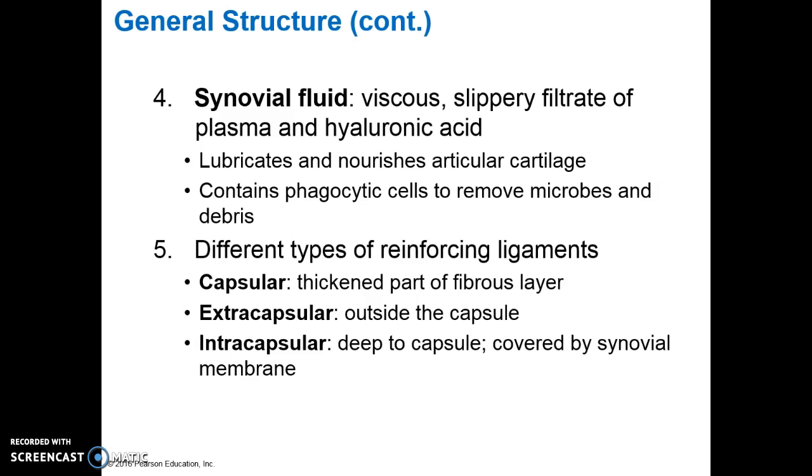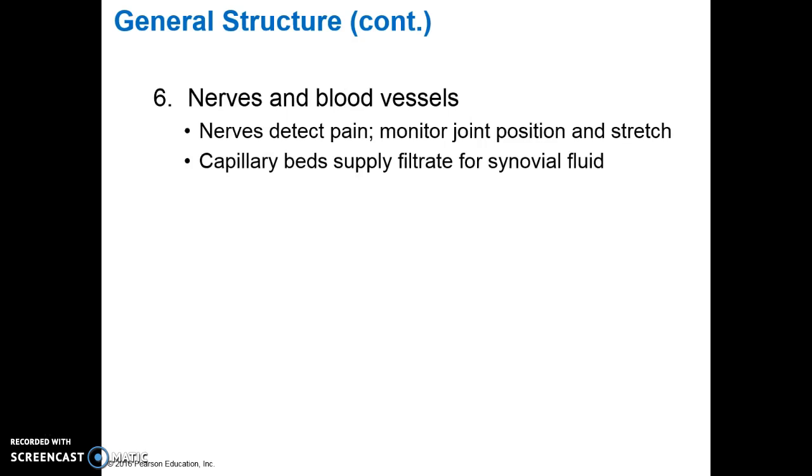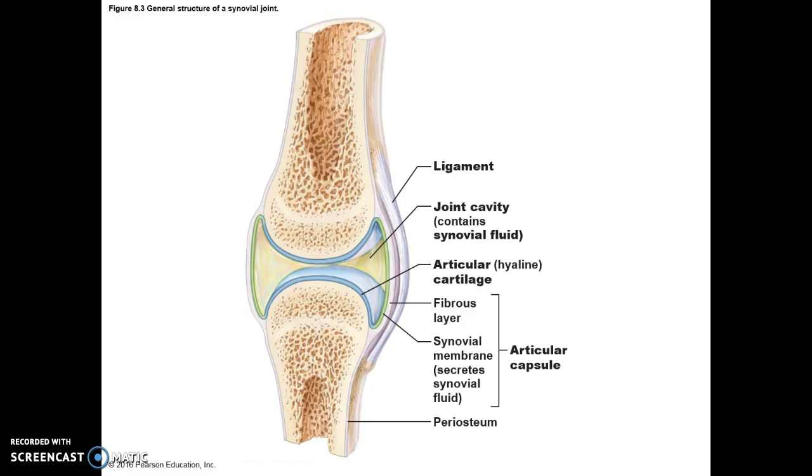Extracapsular, which is found outside of the capsule. And intracapsular, these are deep to the capsule, which is covered by synovial membrane. And of course, we have the nerves and blood vessels. They detect pain, monitor joint position and stretch. And of course, the capillary beds supply the filtrate for synthesizing the synovial fluid.